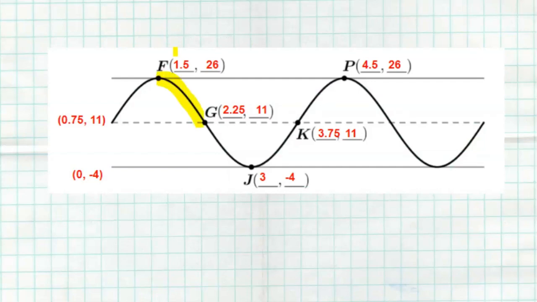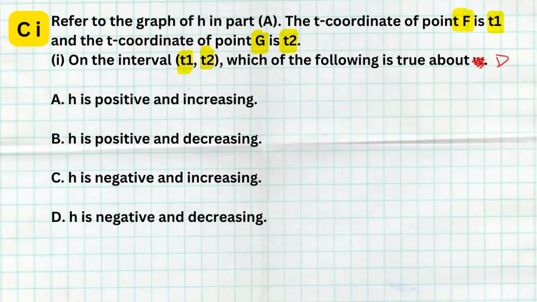Now, what we're talking about is what are the outputs doing? Well, first thing I notice is that the outputs are decreasing. They go from 26 to 11. The outputs are clearly decreasing. And they're all positive. 26 to 11, yes, it's going down, but they're all positive values. So from F to G, we're positive and decreasing. That's going to be choice B.